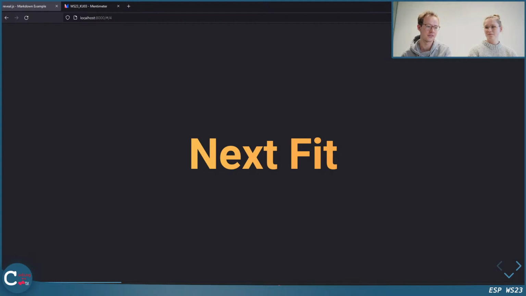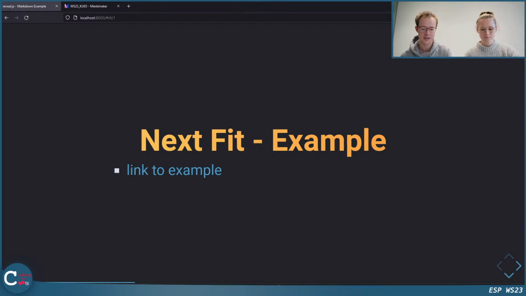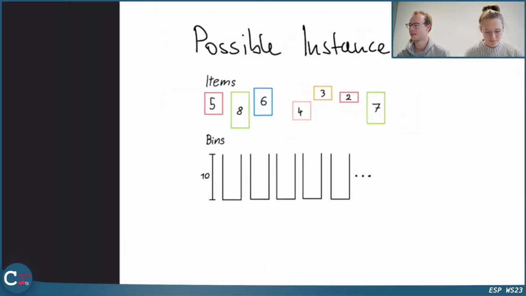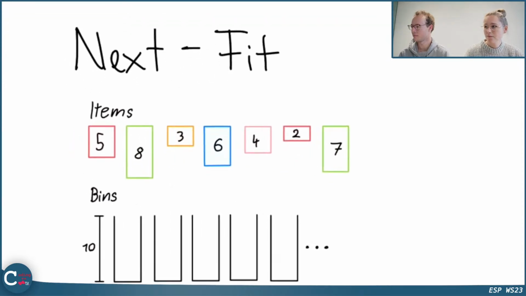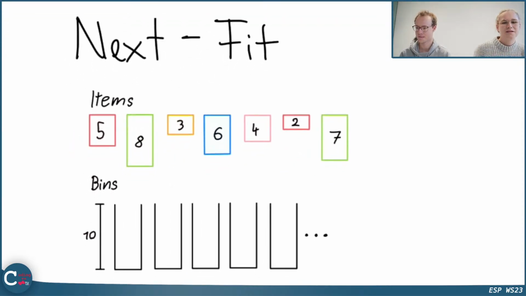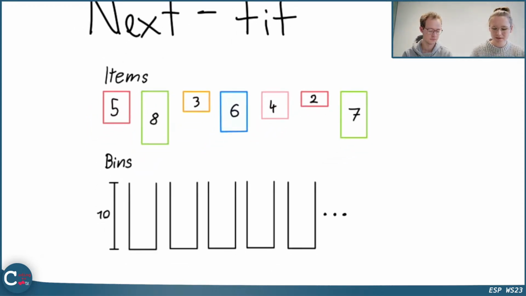So this algorithm is called next fit, and I think we start with an example. So go back to the drawing mode. The idea of next fit is that you look at each item and place it in, for example, the first bin, and if you can't fit it in this bin, you choose the next one. Then you try to fit the next item in that bin, and if it doesn't fit, choose the next one. This is a really simple algorithm where we just go over the items once and need to remember in which bin we currently are.